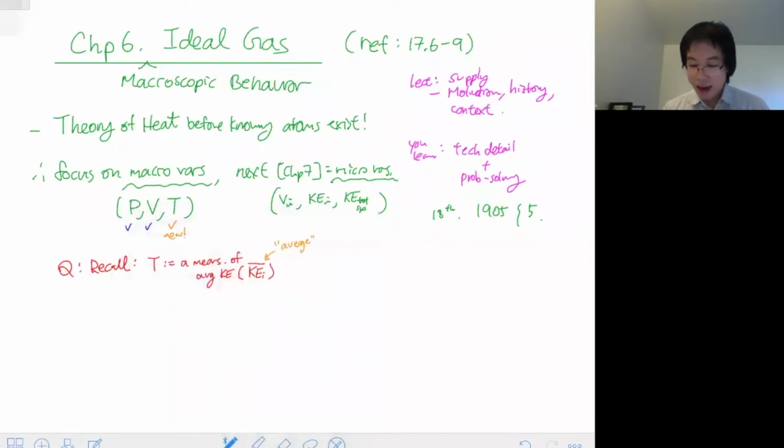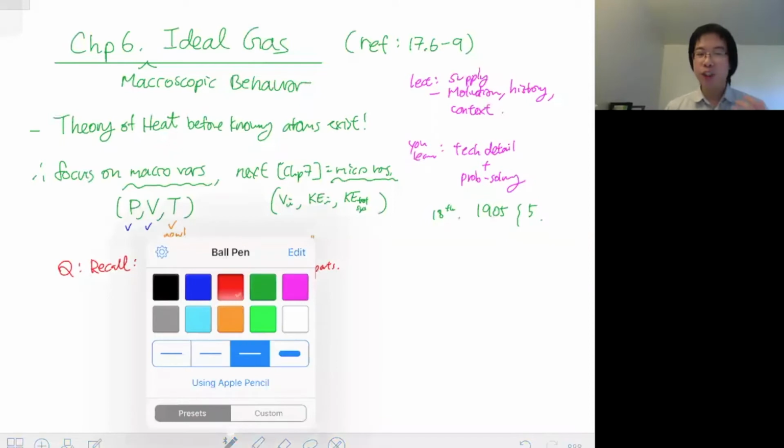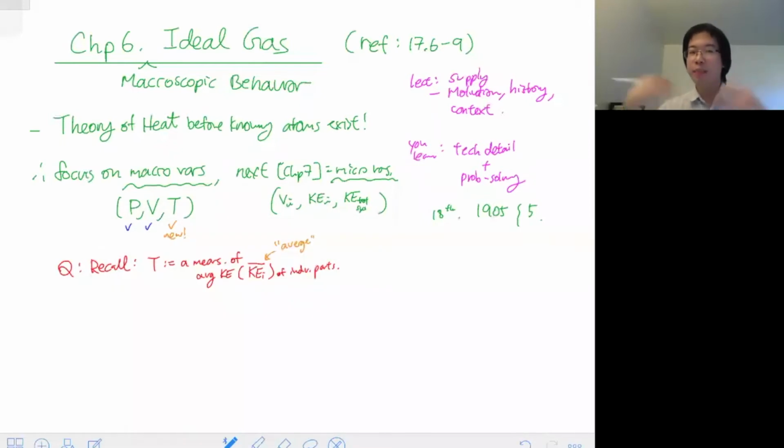It's a measure of average kinetic energy of individual particles. This is the definition of temperature. But if this whole theory was sorted out before knowing that stuff was made out of atoms and individual particles, how do people define temperature? So we actually need a little bit of an old school definition of temperature. There's actually two. There's a modern definition, which is the one we presented right off the bat.